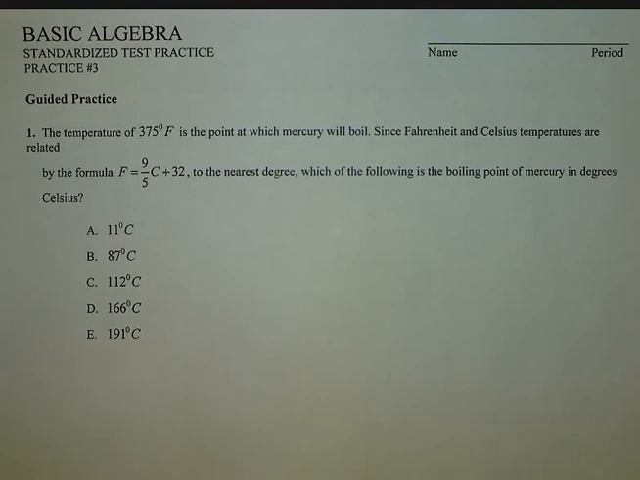Basic Algebra, practice number 3. The temperature of 375 degrees Fahrenheit is the point at which mercury will boil. Since Fahrenheit and Celsius temperatures are related by the formula given, to the nearest degree, which of the following is the boiling point of mercury in degrees Celsius?